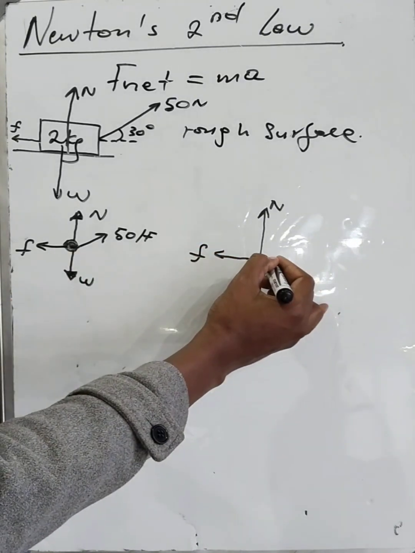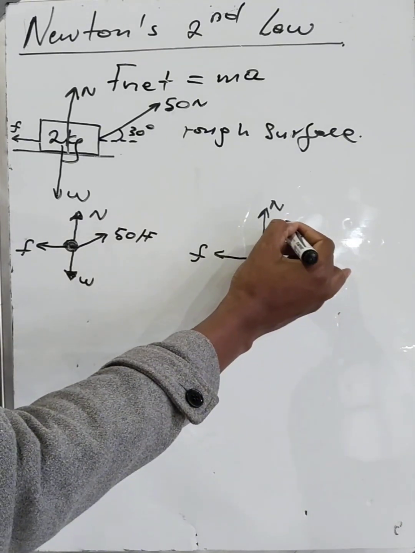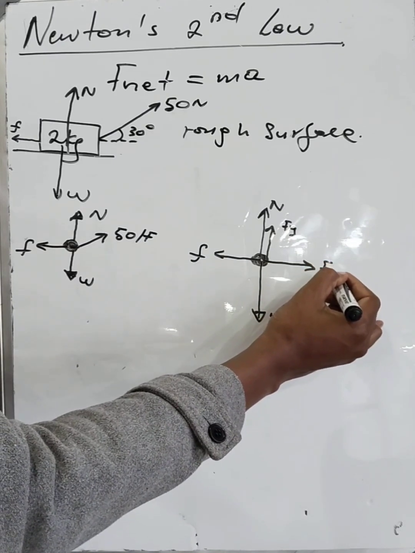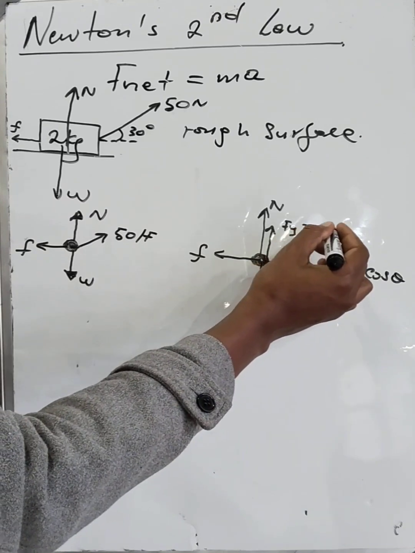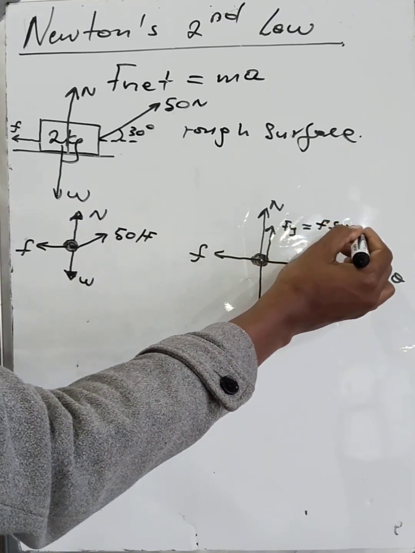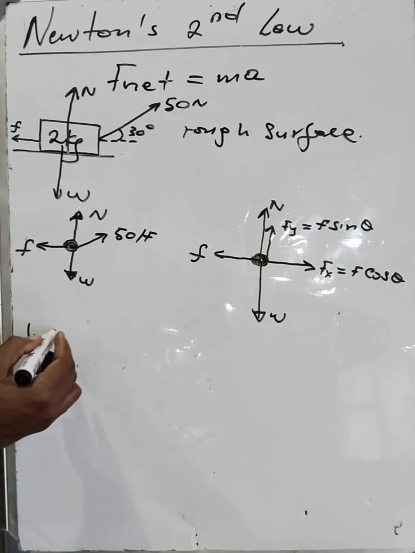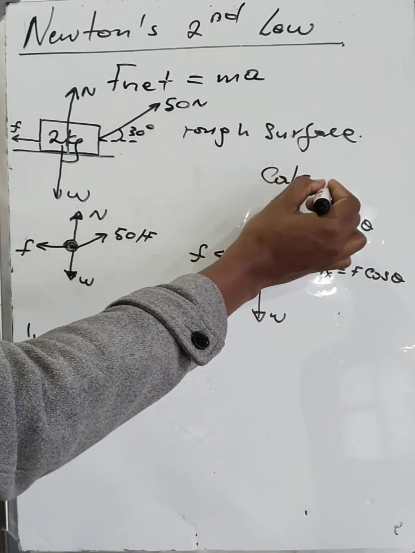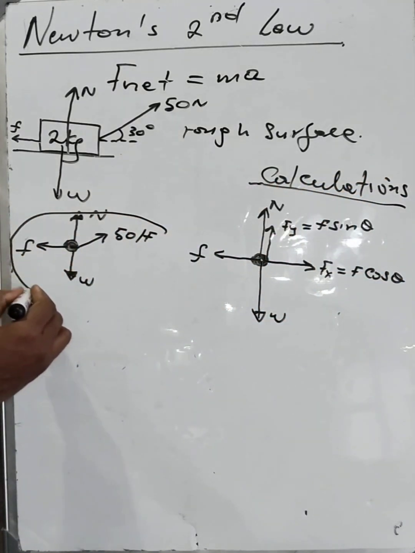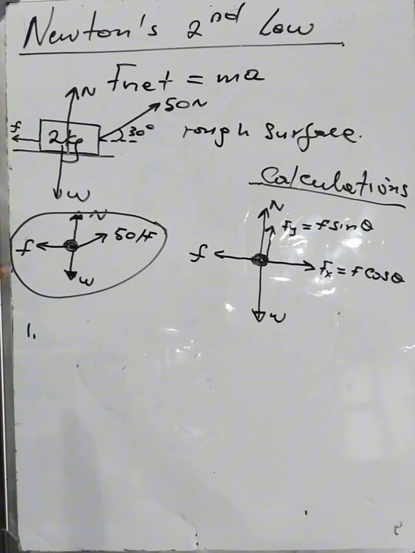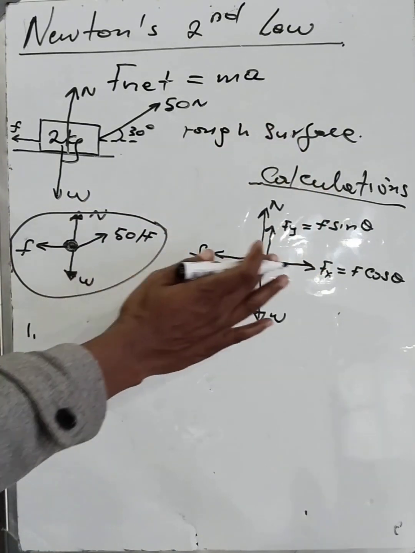Then this one will have components. We will have Fy and Fx. Fx is F cos theta. Fy is F sine theta. Okay. Now the first question can say calculate... This is for calculations. This free body diagram is just for exam purposes, how to draw a free body diagram as it is. Then for calculations you must have another one, which is this one.